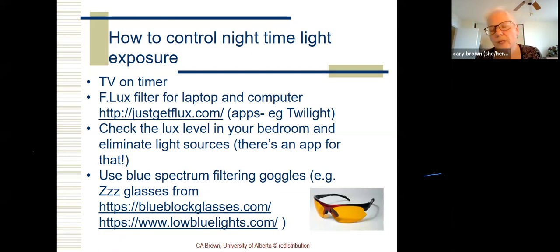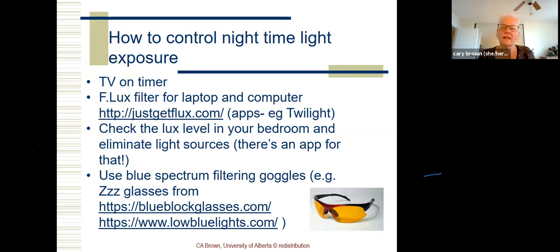You install it and set it for the time zone that you're in, and then it automatically comes on at the right time, and it turns your screen sort of an orangey looking color. And again, it's a workaround. It's not ideal, but it's better than just direct exposure. And then of course there are apps for smartphones and stuff like Twilight.